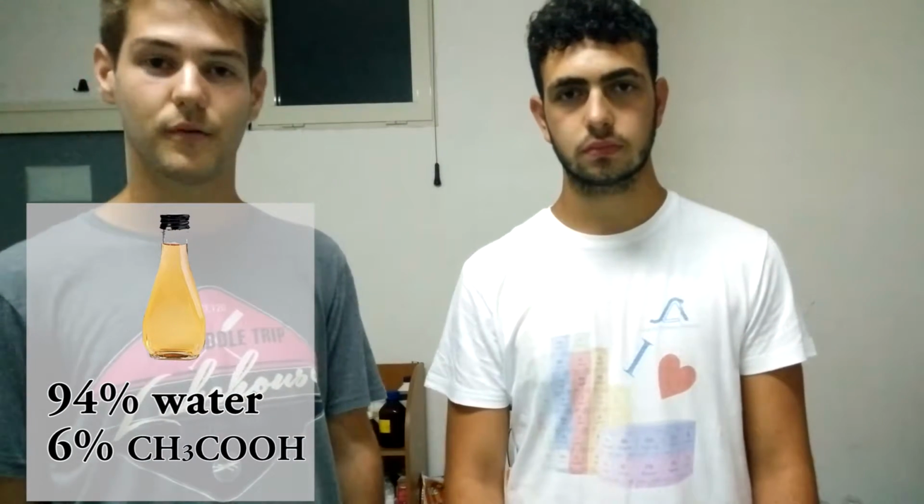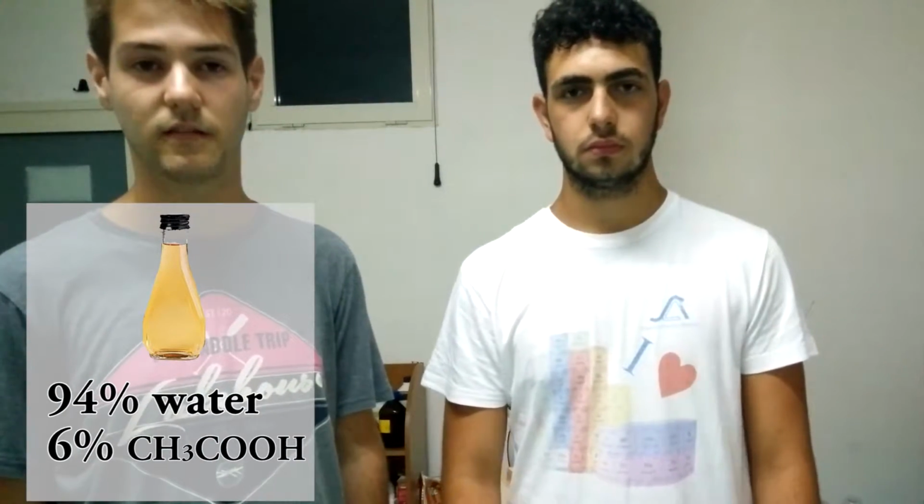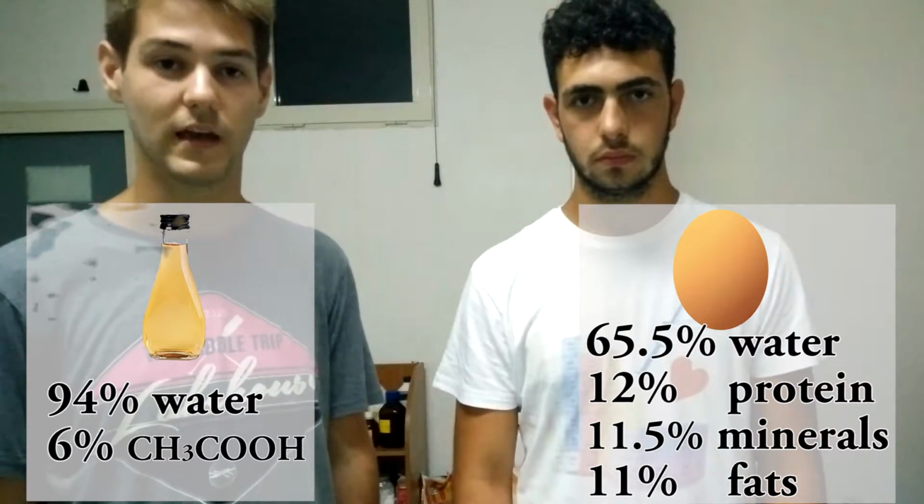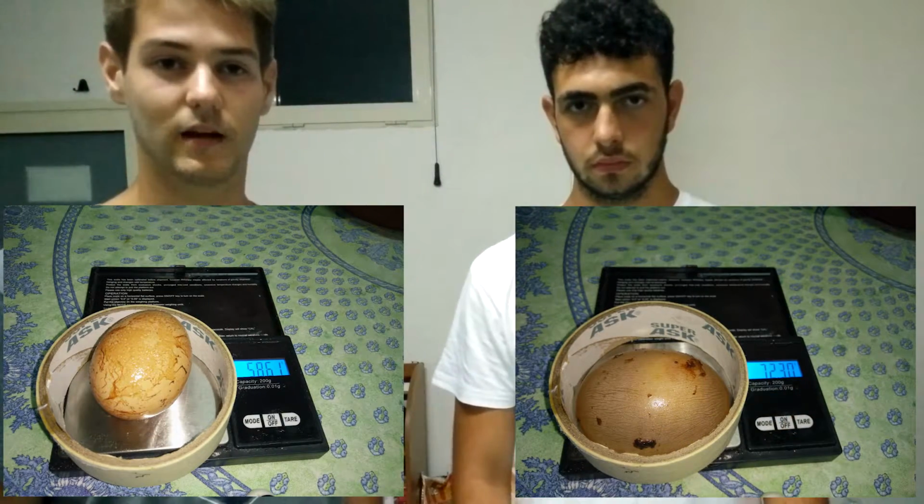So, in practice what happens is that the egg contains less water in percentage compared to vinegar. In fact, vinegar contains 94% of water, whereas the egg contains 65%. And this is why the osmosis goes in the direction of the egg. And we have verified that a normal egg weighs 20 grams less than our final egg.